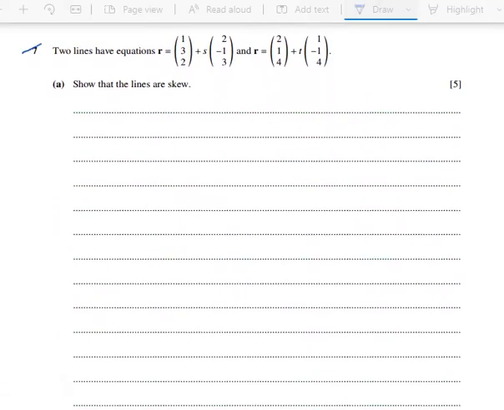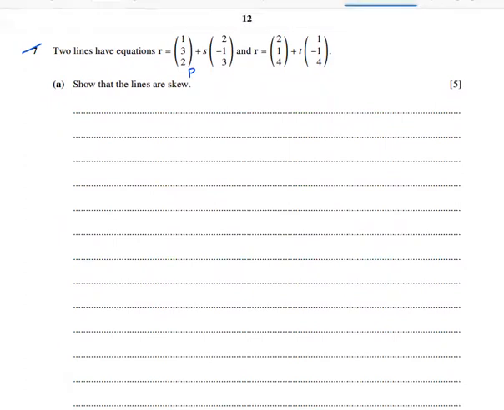It says two lines have equations r equals 1, 3, 2. This is the point, right? This is the position vector of the point, and this is the vector 2, minus 1, and 3, where s is a scalar quantity, any scalar. So this is the equation of a line in vector form. So let us write line 1. We have to show that the lines are skew. Skew condition means they are neither parallel nor do they intersect, right?